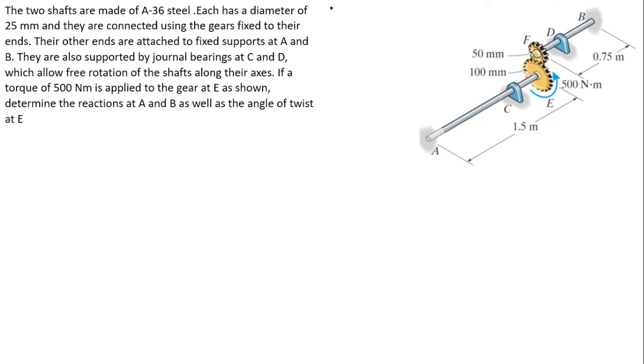So based dito, ano ba yung mga given values natin? So again, given. So given tayo dito ng torque at E na 500 Newton meter. And then allowable, G natin is A36 steel. So looking sa likod ng reference book natin, yung G natin for A36 steel is 75 gigapascal. And then ano yung required? Sabi natin TA, yung torque at A natin, yung reaction. Kasi kung torque yung force natin dito, so dapat ang reaction natin is torque din. TB, and then angle of twist at E.